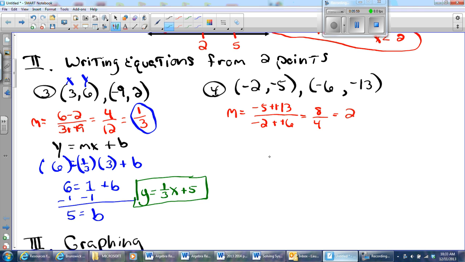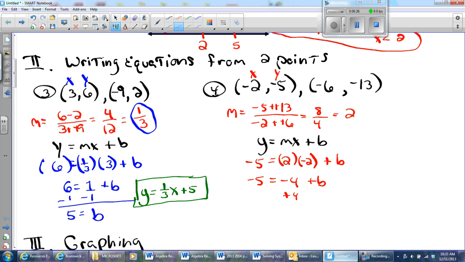Now again, write down the equation. y equals mx plus b. All right, I'm going to put 2 in for m. I need an x and a y. Well, here's an x and a y. So I'm going to put negative 2 in for x, negative 5 in for y, and I don't know b. So negative 5 equals negative 4 plus b.